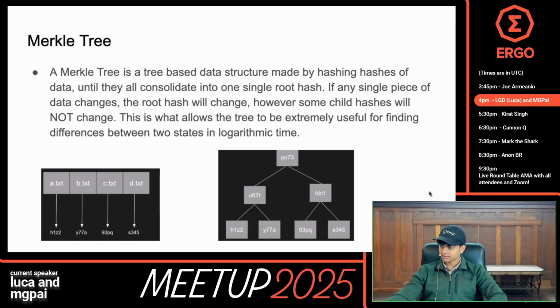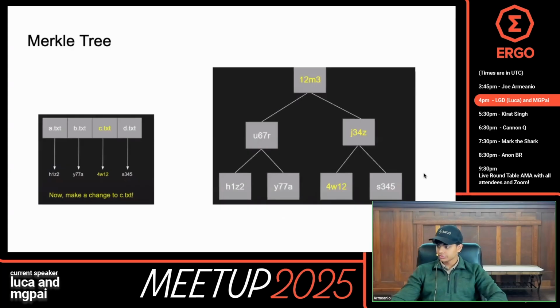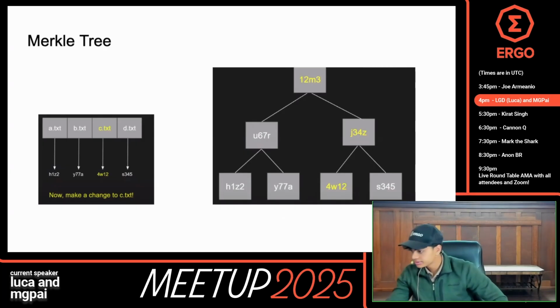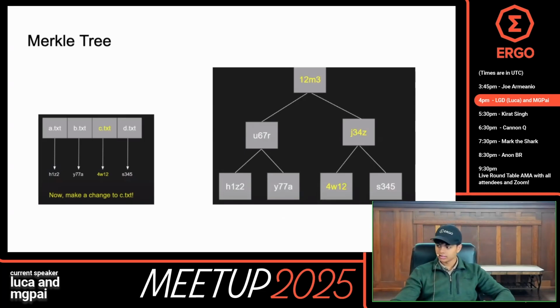So let me explain this further. So you can see that we had the text files, right? And we changed the contents of c.text. And what does that do? We got a new hash. So you can see 4W12, right? So on the right side of the Merkle tree, you can see that all the way at the bottom, that changed, right? It's in yellow. And now since that changed, the hash above it, which remember is made by concatenating the hash of c.text and d.text, that also changed, right? And since that changed, the root hash also changed.